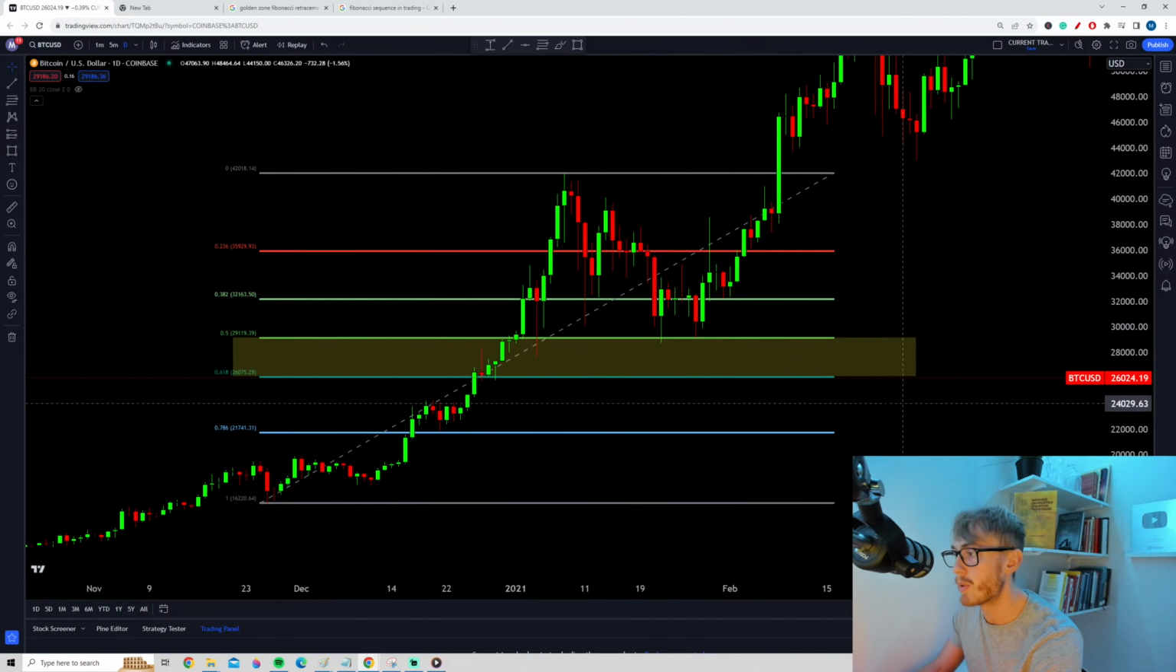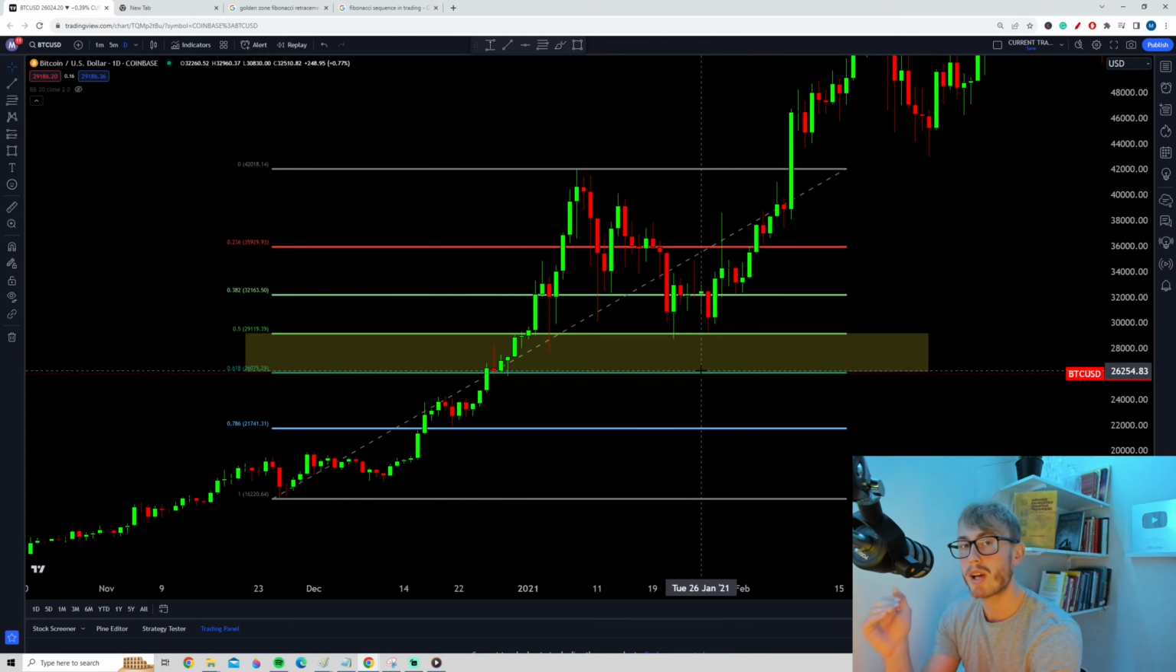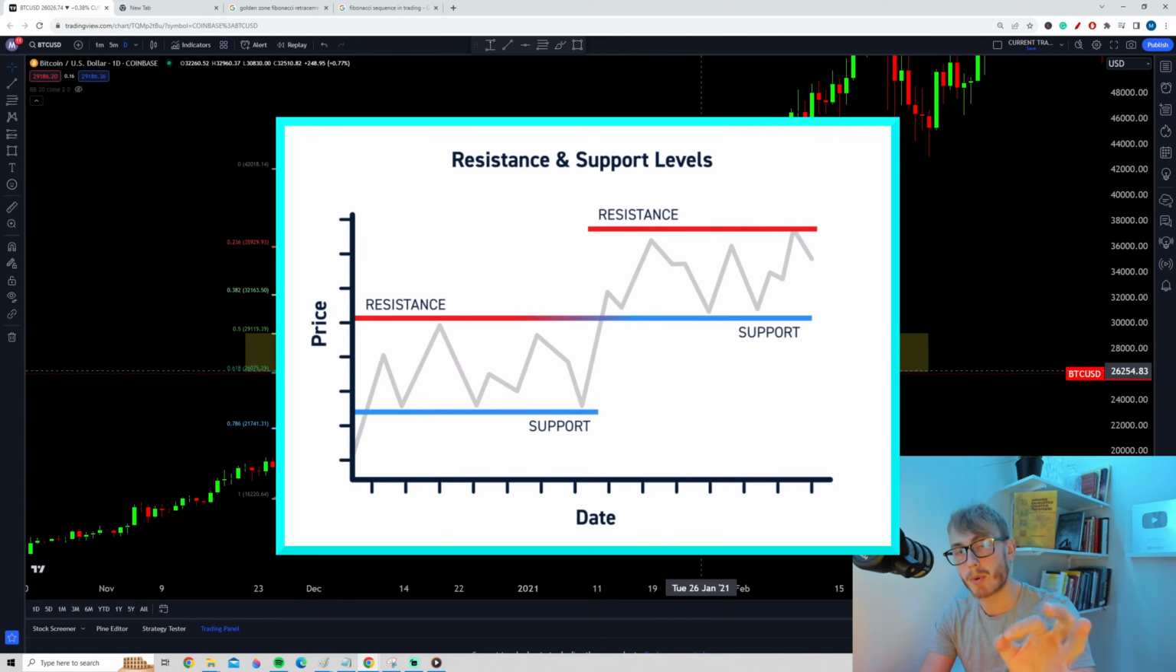So that is step number one. But remember, in order to have a trading strategy, we want to combine multiple variables, so we need multiple signals happening at the same time. One such signal is to combine the Fibonacci retracement with support and resistance.